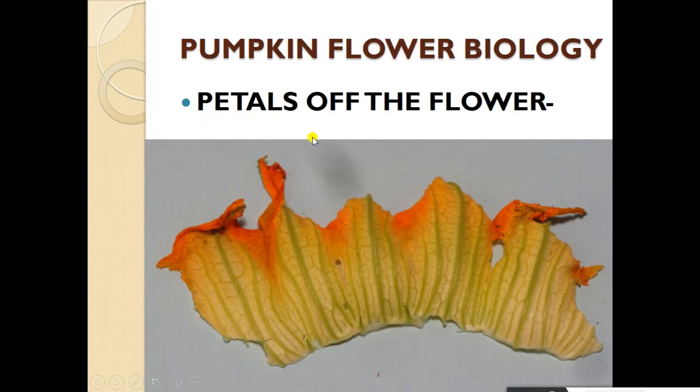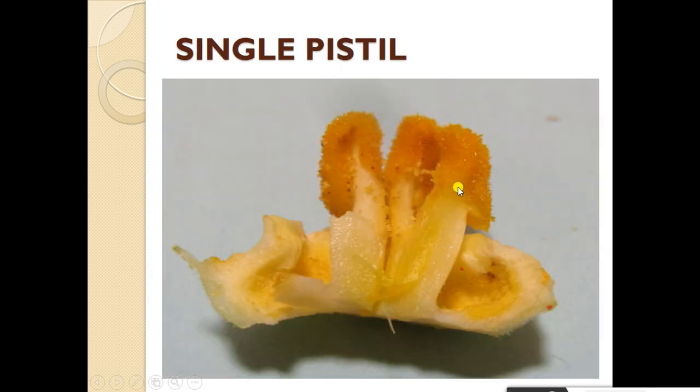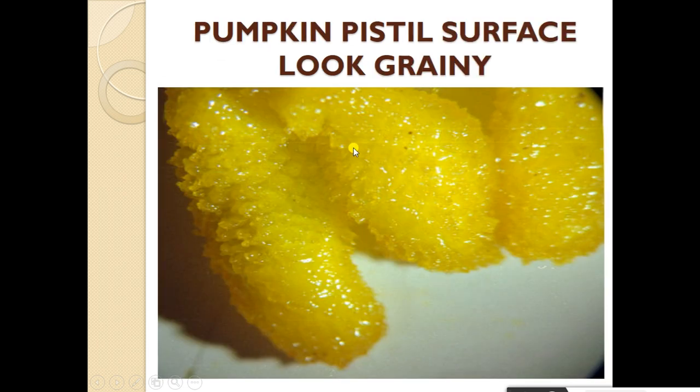Then floral biology, petals of the flower, see the petals of the pumpkin flower. See the pistils after dissection. See the pistils, the stigmatic surface of the pumpkin flower. Then single pistil. See the sticky portion of the pumpkin pistil. These are the single pistils separate. Then the pumpkin pistil surface looks green. See the gel-like structure.